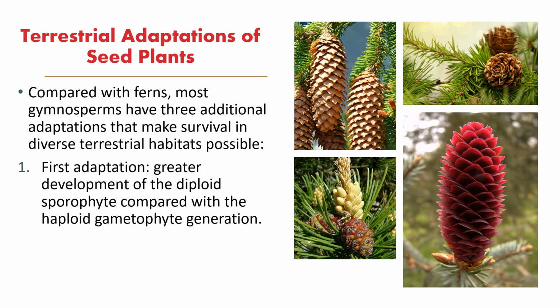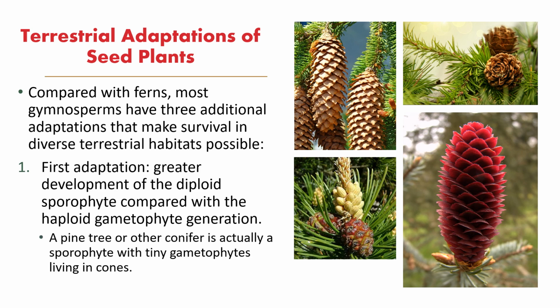So the first adaptation is going to be a greater development of a diploid sporophyte compared with the haploid gametophyte generation. So in this case, if we look at Hyperion, that is the sporophyte. It is enormous. The whole tree is a sporophyte. The gametophytes are now going to be located within the cones of the trees, and so they are much smaller than the total size of the sporophytes. So a pine tree or the conifer is the sporophyte, and the gametophytes are going to be on the cones.